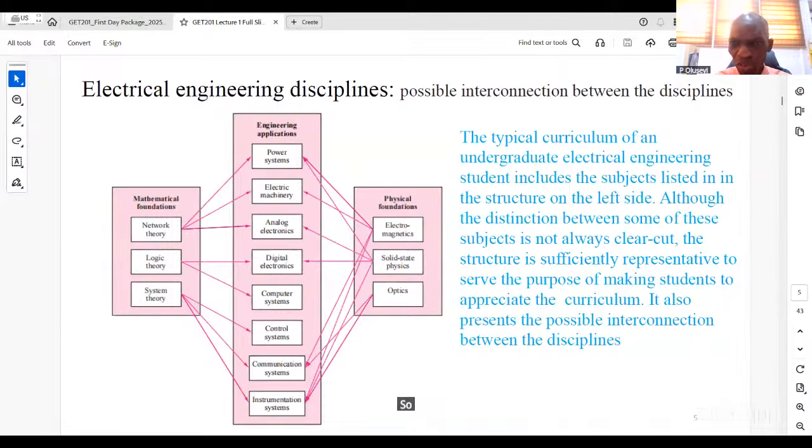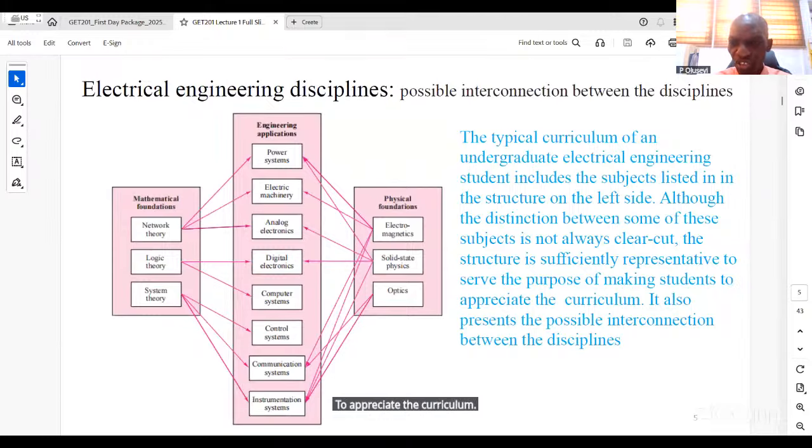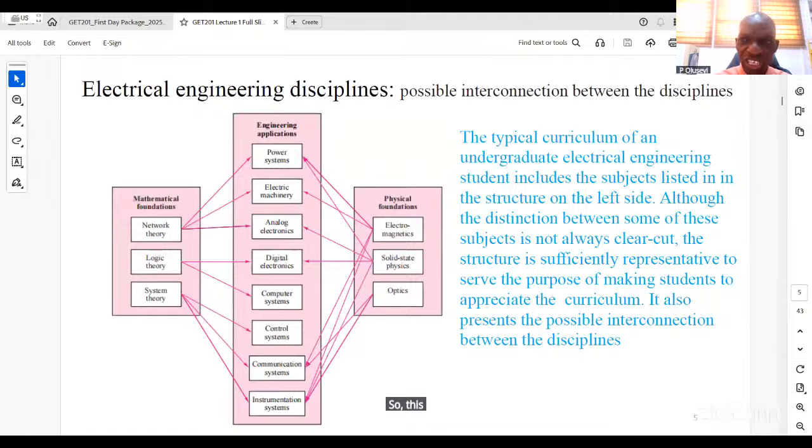So the typical curriculum of an undergraduate electrical engineering student includes the subjects listed in the structure on the left side. Although the distinction between some of these subjects is not always clear-cut, the structure is sufficiently representative to serve the purpose of making students appreciate the curriculum. It also presents the possible interconnection between the disciplines. So this is all that the electrical engineering discipline is about.